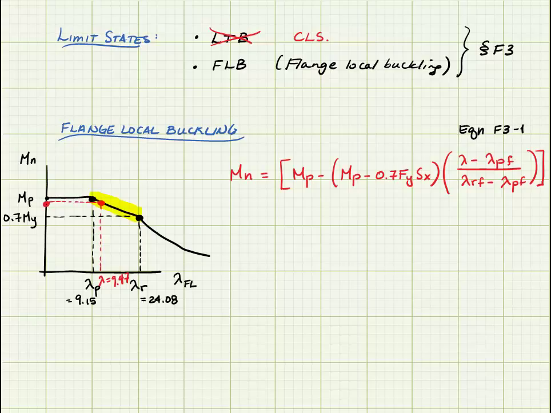So let's look at what's happening in this expression. I have the plastic moment minus the distance between the plastic moment and 0.7 My, because this is just 0.7 My. And then I'm just figuring out where I am in between lambda sub p and lambda sub r. So all this expression is doing is figuring out, using linear interpolation, where I am along this straight line portion in this non-compact region of the curve. So this is just a linear interpolation expression to figure out this value right here. So let's go ahead and calculate that.